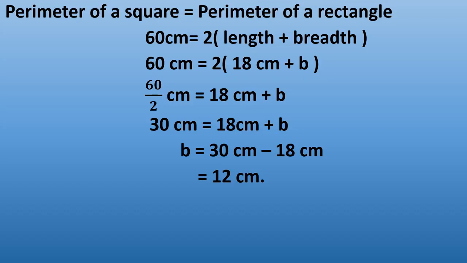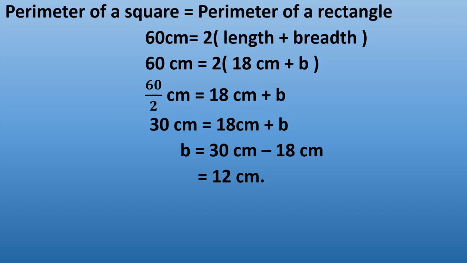Just like in this question, 2 is multiplied by 18 centimeter plus breadth on the right hand side. And when we are moving it to the left hand side, it will divide. Multiply will change into divide. And now in here only, see, 30 centimeter equal to 18 centimeter plus breadth. So now we have to find out the value of breadth.